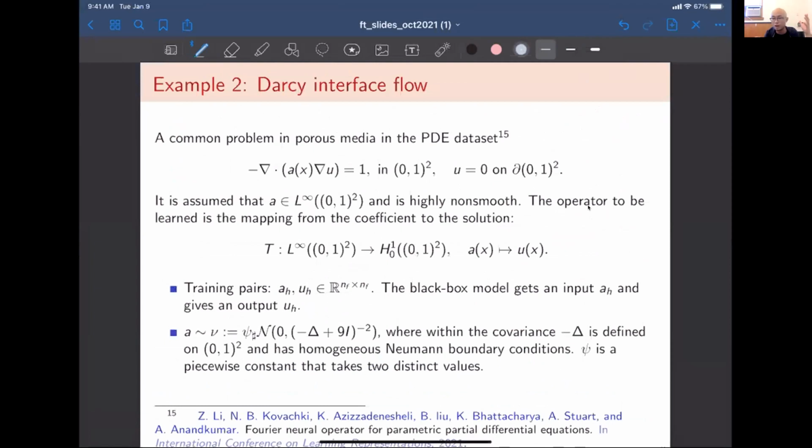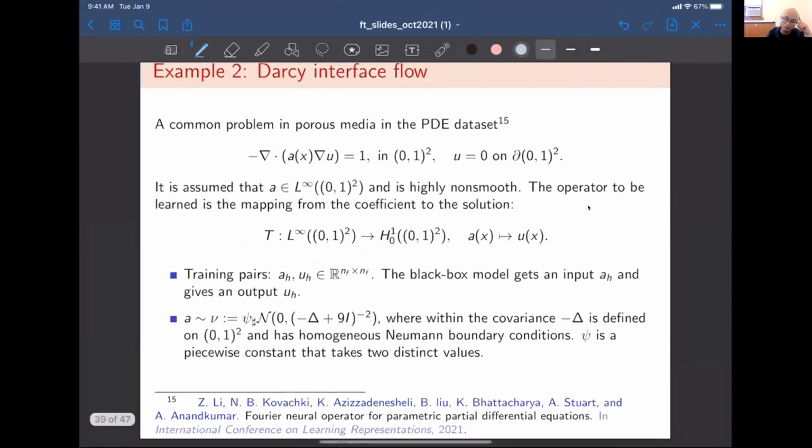We still took the Caltech group's data set and the coefficient. So here, this is a coefficient. Why it exhibits this random type of pattern is because this is a covariance matrix. It's a solution to the Neumann problem. This is a Neumann Laplacian. So as we can see, it's pretty smooth. So the covariance matrix is pretty smooth, and this is a push forward.